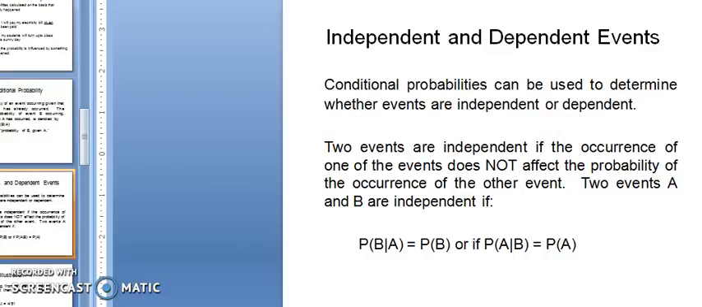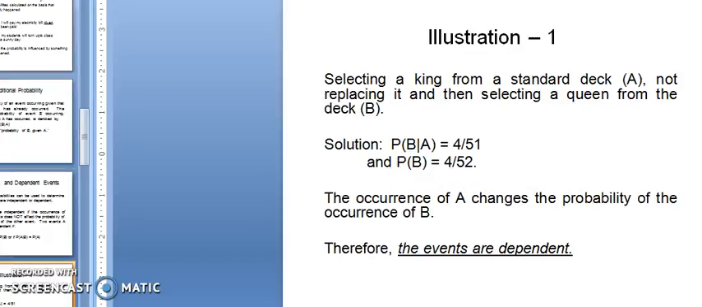Independent and dependent events. Two events are independent if the occurrence of one of the events does not affect the probability of occurrence of the other event. Two events are independent if P of B by A is P of B and if P of A by B is P of A. Illustration shows the independent and dependent events.